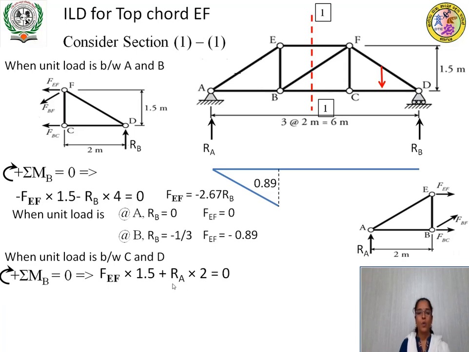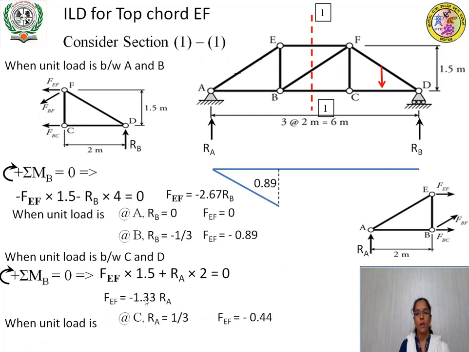So FEF into 1.5 plus RA into 2 is equal to 0. Therefore, force in member EF is equal to minus 1.33 RA. Let us apply the boundary conditions. When the unit load is at C, RA will be equal to 1 by 3. Therefore, force in member EF is equal to minus 1.33 into 1 by 3, that will be equal to minus 0.44. And when the unit load is at D, RA will be equal to 0. Therefore, force in member EF is equal to 0.